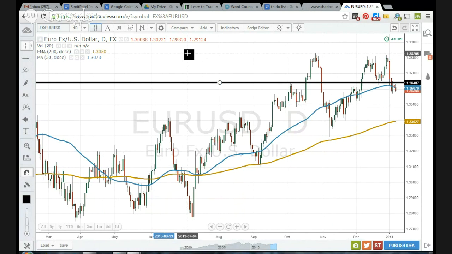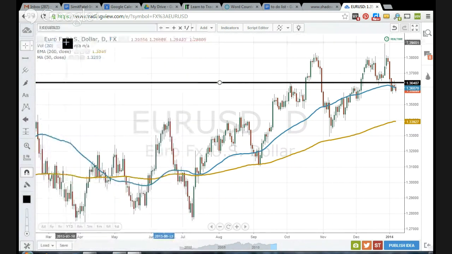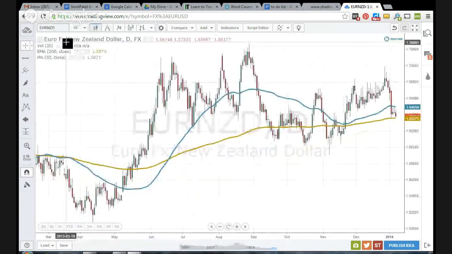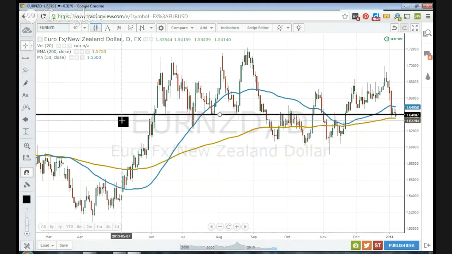Also, there was an order I placed yesterday, Euro New Zealand, that ended up getting filled. So let's take a look at that chart. EURNZD. Here we go. That is also at a floating loss at the moment. I entered it basically at 64, right there. My stop is, where is my stop?